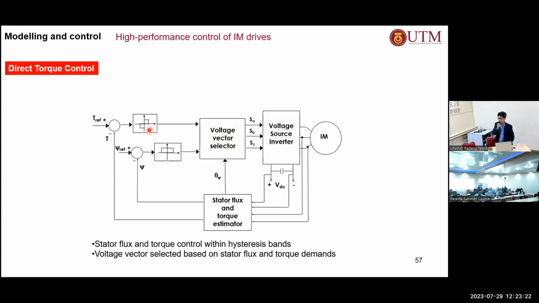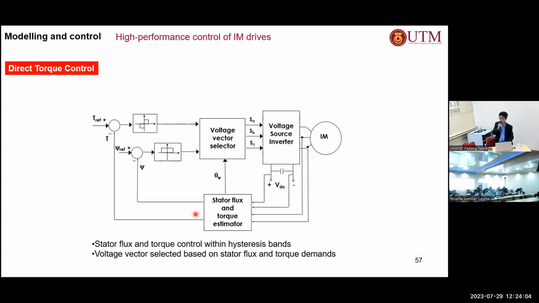You can see the structure here. It's very simple. You have a pair of hysteresis comparators, and then you have the torque reference, and you have the flux reference, which is typically kept constant as long as it is below the base speed. And then if it goes beyond the base speed, you reduce the flux inversely proportional to the speed, right? And then you have the voltage vector selector, in which you directly control the switching states based on the demand of the torque and the flux, which is coming from the hysteresis comparators here. Then from there, that voltage vector selector, which is simply a lookup table, feeds the voltage source inverter to control the three phase states there, right?